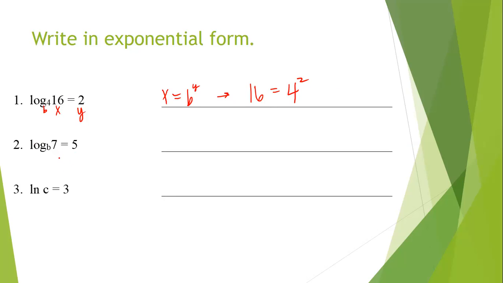Now, there's going to be variables and unknowns. So here I have log base b of 7 equals 5. So I have my b, my x, my y. And again, to write an exponential, I'm doing x equals b to the y. So my x is 7, my b is b, and my y is 5. So something to the 5th power equals 7.